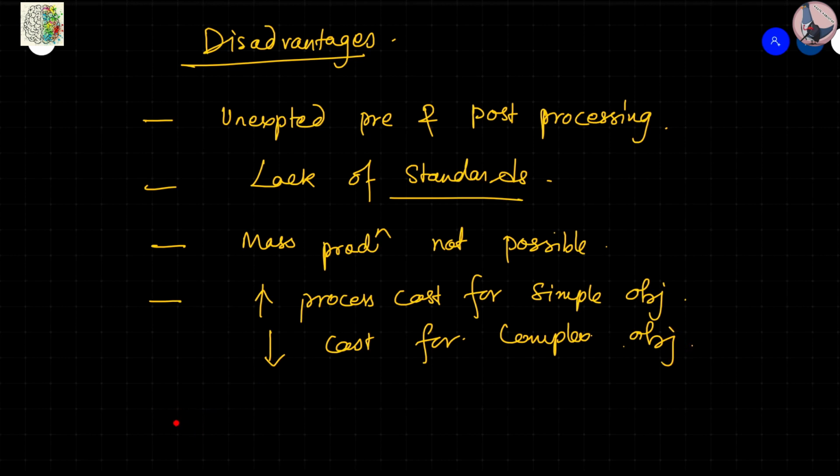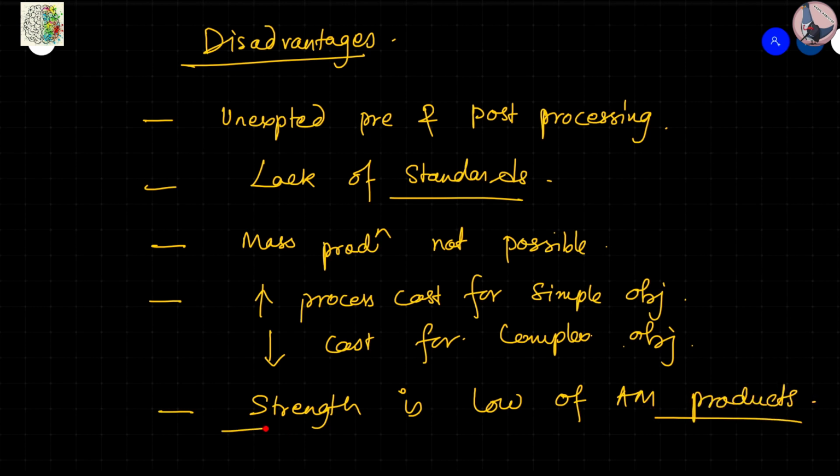Then the materials made by additive manufacturing, the strength is low. And this is because complete fusion is not happening. This is layer by layer manufacturing, and in such layer by layer manufacturing, the fusion is not happening completely between two layers. So most of the time the strength you achieve will not be as good as with subtractive manufacturing.